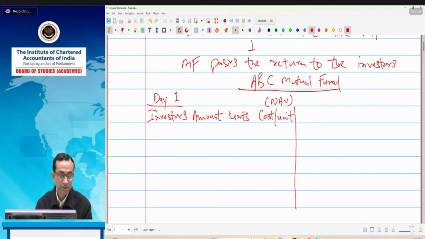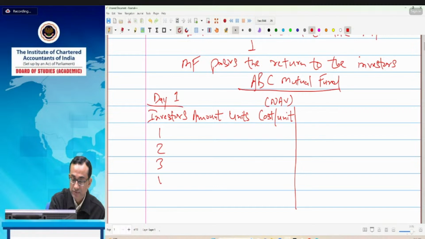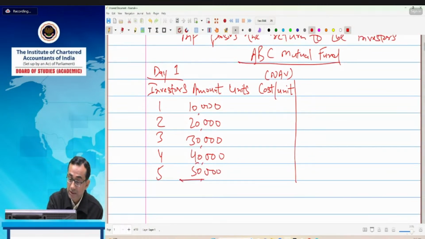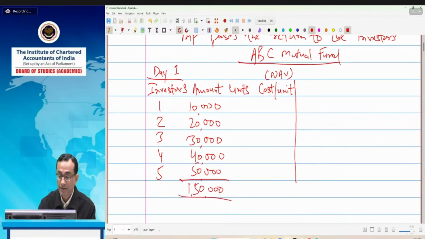So the amount, as we have assumed in the above chart also, is collected from the 5 investors. Let us say investor 1, investor 2, investor 3, investor 4, and investor 5. The amount collected from the first investor, as you remember, is 10,000. From the second investor, 20,000 is collected. From the third investor, 30,000. From the fourth investor, 40,000. From the fifth investor, 50,000 is collected. So total amount collected is 1,50,000.